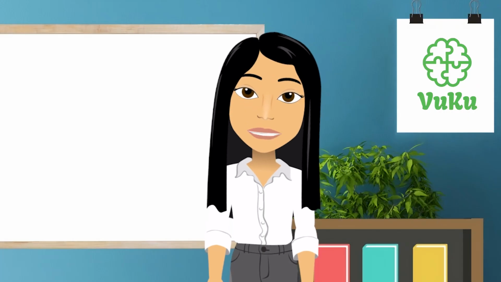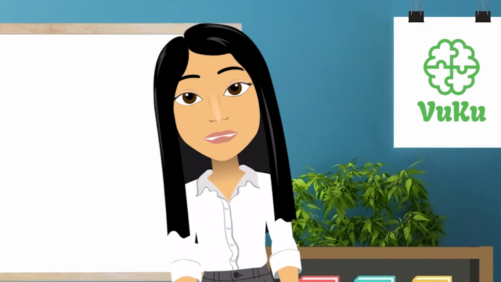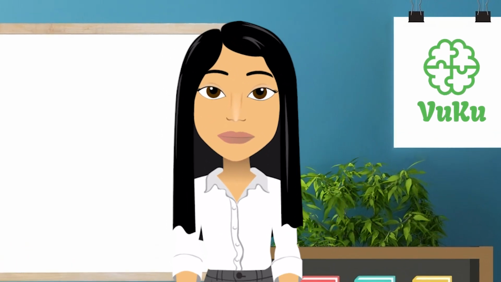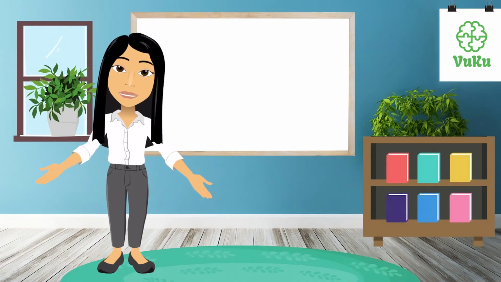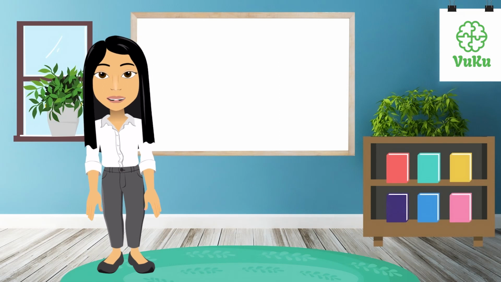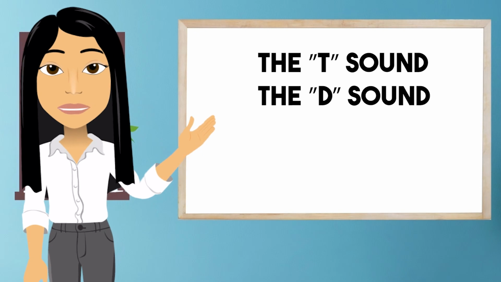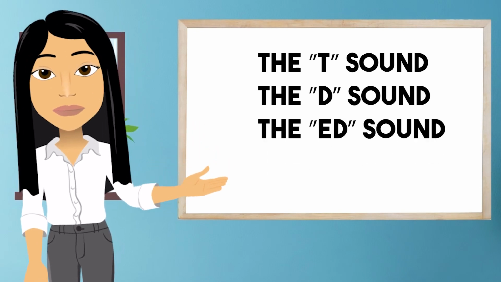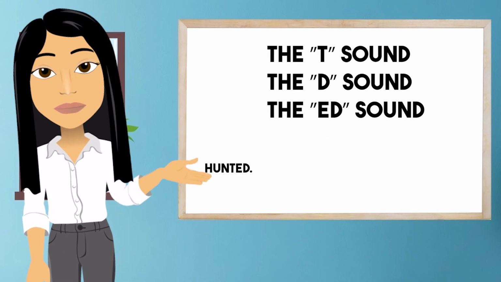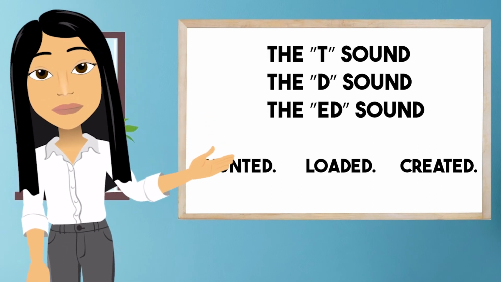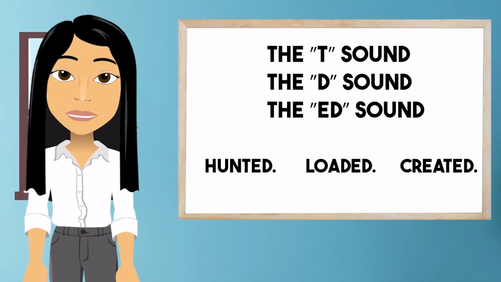Now many learners find the ed sounds in English a bit challenging, but fear not. By the end of this video, you'll be pronouncing words like a native speaker. Let's get started. First things first, let's break it down. In English, there are 3 different ed sounds: the T sound, the D sound, and the id sound. Each one is used based on the preceding sound in the word. So, whether it's hunted, loaded, or created, understanding which ed sound to use is crucial for impeccable pronunciation.